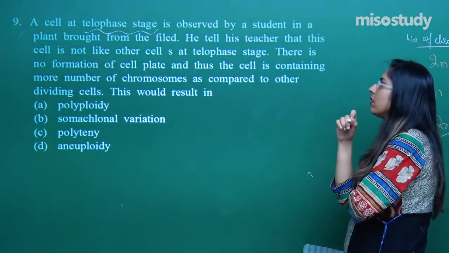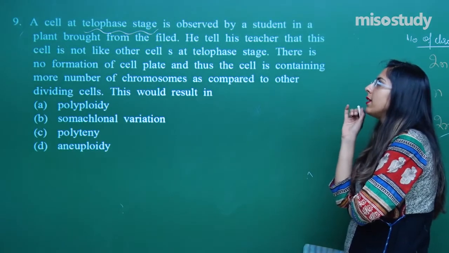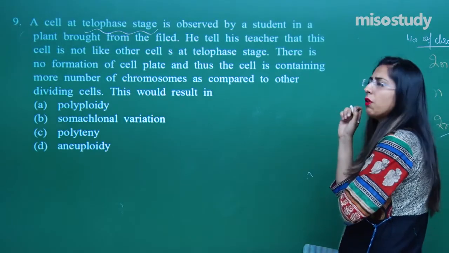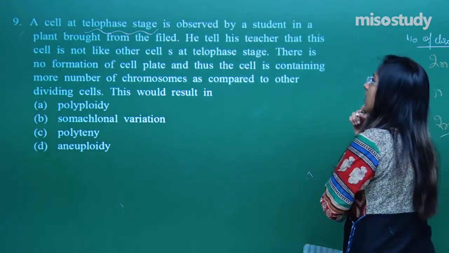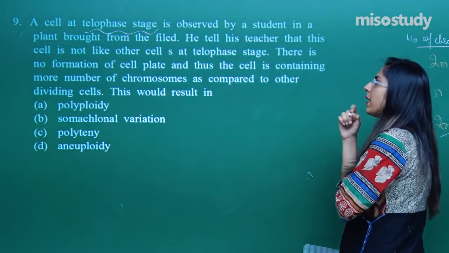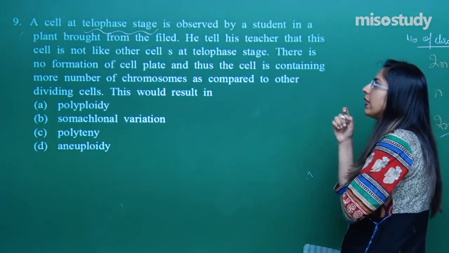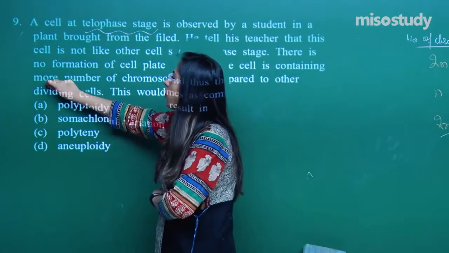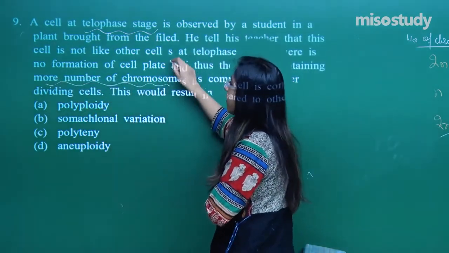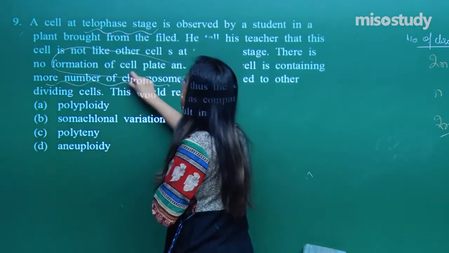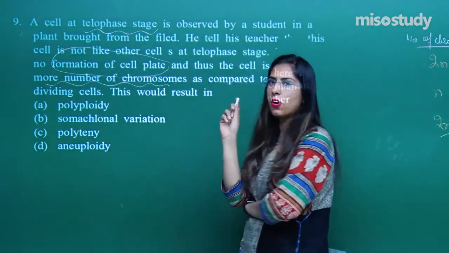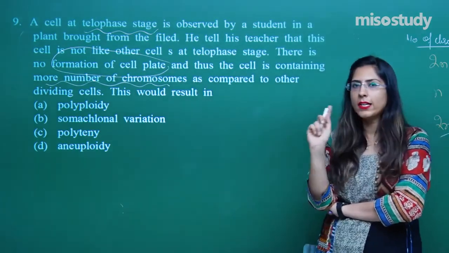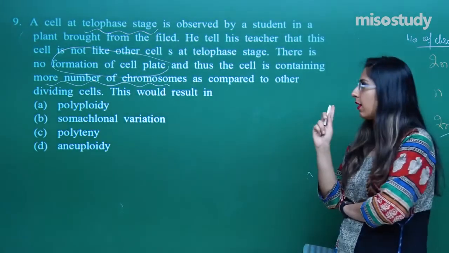He tells his teacher that this cell is not like other cells at the telophase stage. Now there is a difference between the other cells and this cell. There is no formation of the cell plate, thus the cell is containing more number of chromosomes. That means cytokinesis is not occurring. They have said that this is a plant cell, and in this case the cell plate is not there. Now we can see that there is no cytokinesis, only karyokinesis is occurring.